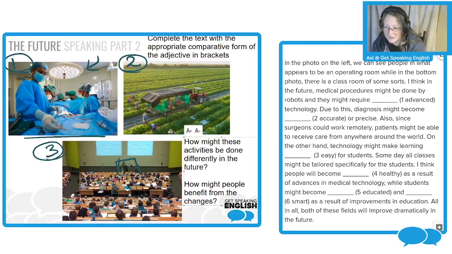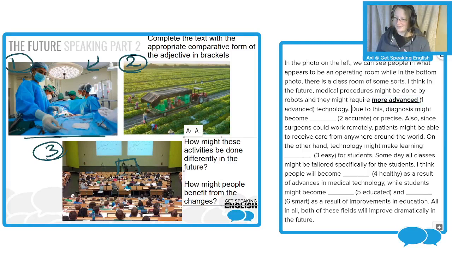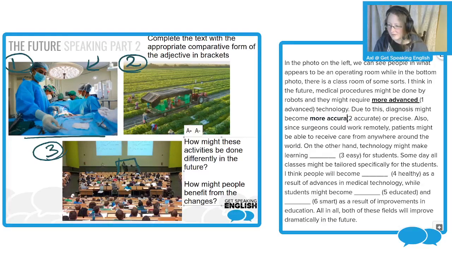So, in the photo on the left, we can see people in what appears to be an operating room, while in the bottom photo, there is a classroom of some sorts. So I think in the future, medical procedures might be done by robots, and they might require, so here, more advanced technology, more advanced because advanced has multiple syllables. So due to this, diagnosis might become, similar to advanced, more accurate, more precise. Also, since surgeons could work remotely, patients might be able to receive care from anywhere around the world. On the other hand, technology might make learning easier.